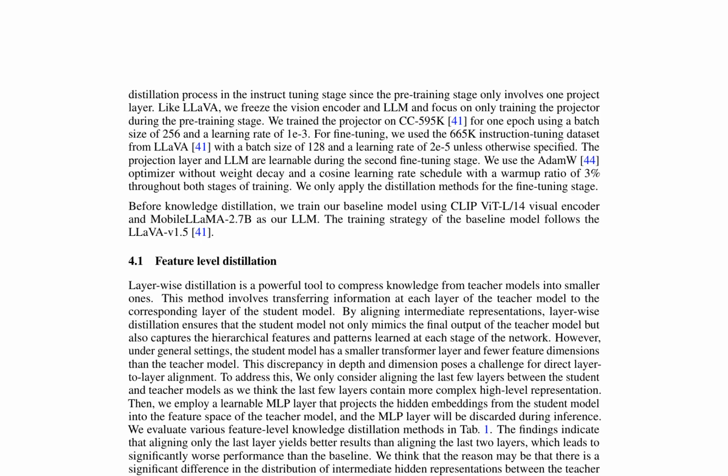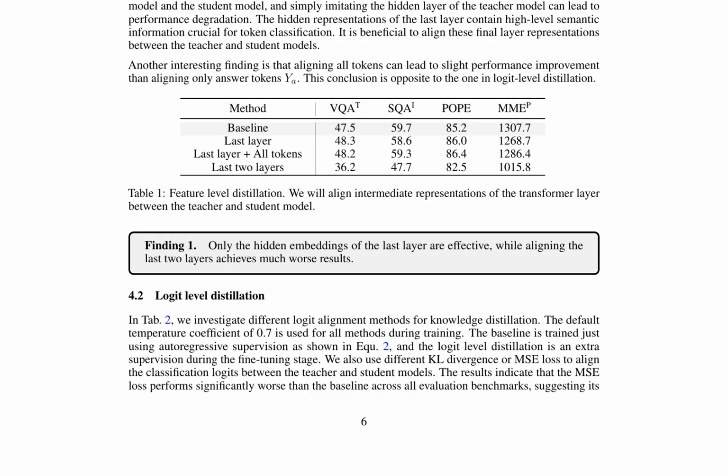The teacher model uses the pre-trained CLIP ViT-L/14 with only 0.3b parameters as its visual encoder, while the student model employs the MobileLLaMA with 2.7b parameters as its large language model. The results indicate that the proposed knowledge distillation methods can improve the performance of the student model, especially in the fine-tuning stage. The findings suggest that aligning only the last layer yields better results than aligning the last two layers, and that aligning all tokens can lead to slight performance improvement over aligning only answer tokens.